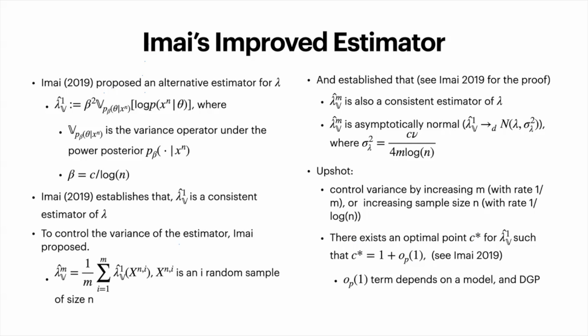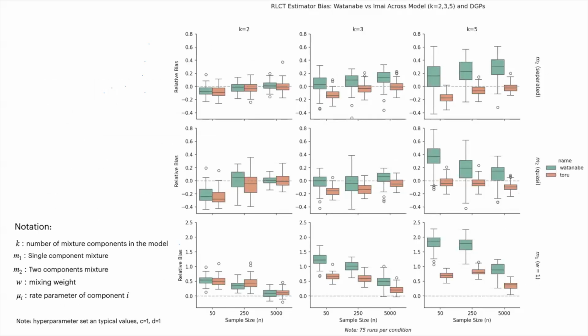So let's now look at Watanabe's versus Imai's estimator. In this chart, we're estimating RLCT using both Imai and Watanabe. We're using the default settings and not optimizing the hyperparameters, just to give Watanabe a chance. To read the chart, the first column is when you're using a model of 2 mixture components, the middle one is 3 mixture components, and the right-hand side is 5 mixture components. You're going to see both of them change their bias as we change the model.